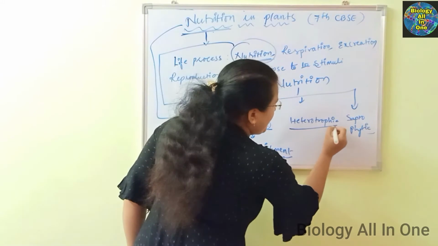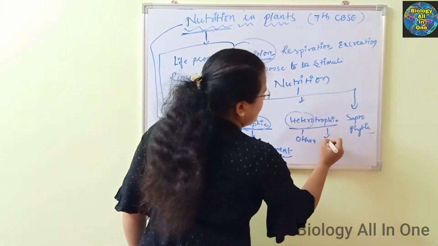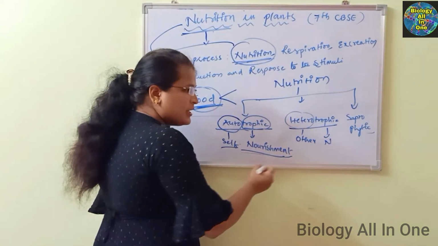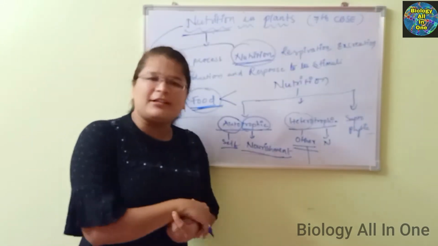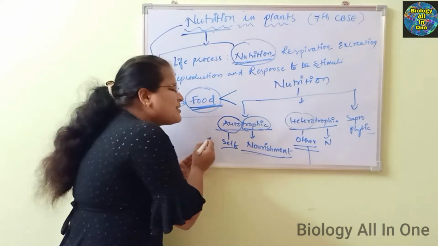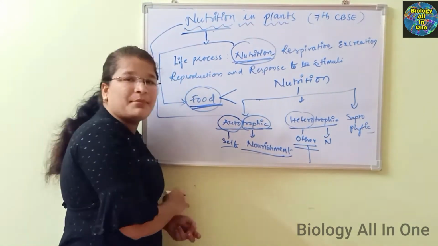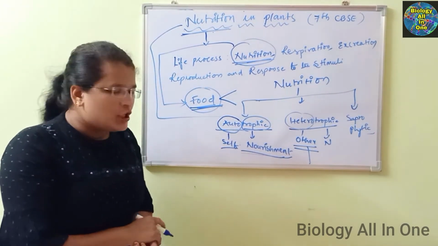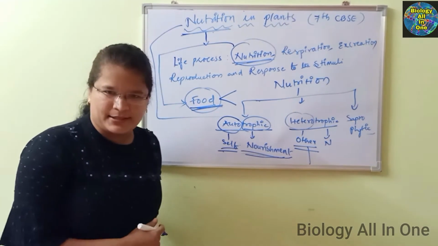So, heterotrophic means those which depend on other organisms. Hetero means other, trophic means nourishment. See, these organisms depend on other animals for food and shelter. While plants are not depending on any other animals for food. So in this case, we are saying that these are self-nourished plants.